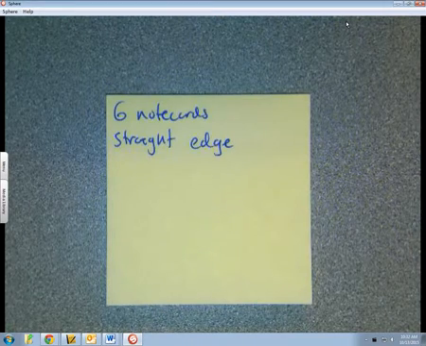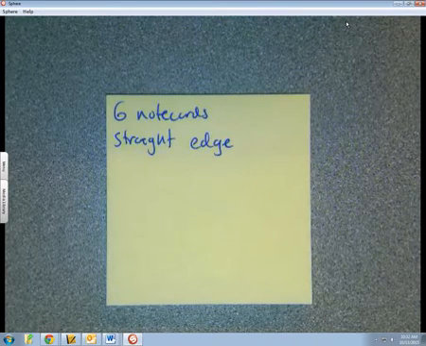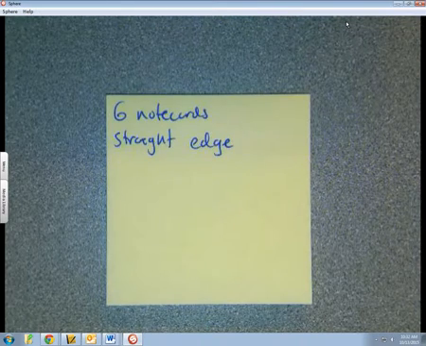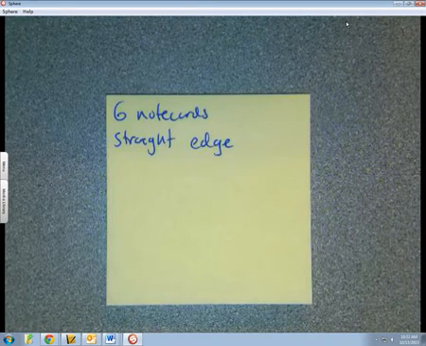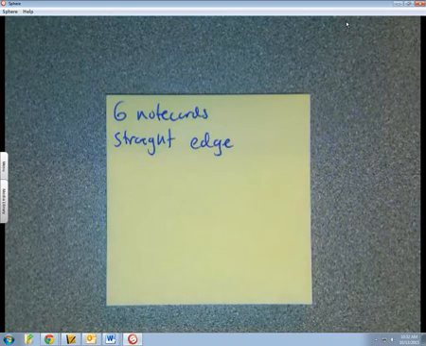6 note cards today. 3-3. We're gonna do some classifying of polygons. So we're gonna install some terms and definitions that you will use.